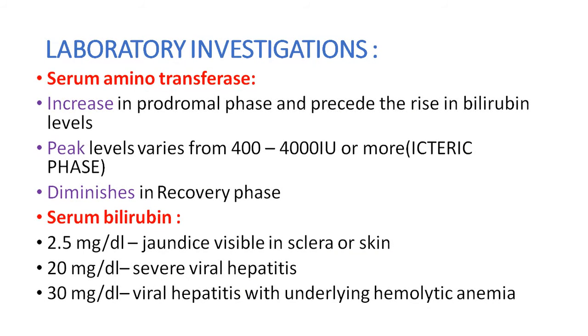What investigations do we do in hepatitis B? As you know, you do serum aminotransferases, that is ALT and AST. Initially they increase and diminish in the recovery phase. Serum bilirubin, of course, you do in LFT. Jaundice is visible at 2.5 milligrams per deciliter. 20 is severe viral hepatitis, and 30 milligrams is viral hepatitis with underlying hemolytic anemia. What is the normal level of serum bilirubin? It is approximately 0.2 to 1.2 milligrams per deciliter.